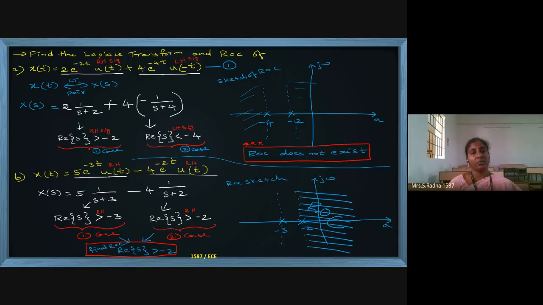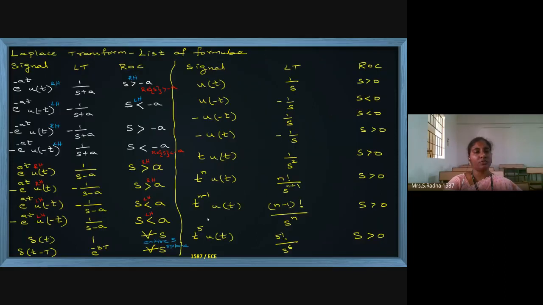In question B, you can see u of t is there. Both the terms are right-handed signals and both give the greater than symbol. If many poles are there and all are right-handed, the overall signal is also right-handed. Then you have to take the greatest value. Between minus 3 and minus 2, minus 2 is the higher value. So the ROC is greater than alpha maximum, and here alpha maximum is minus 2. This is about the fourth point.